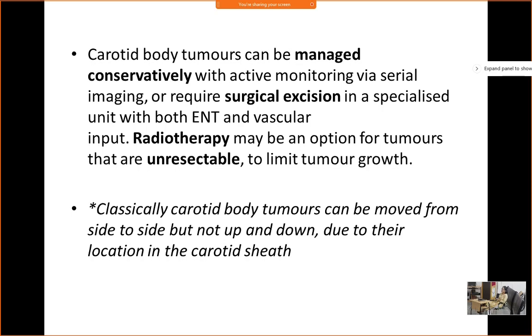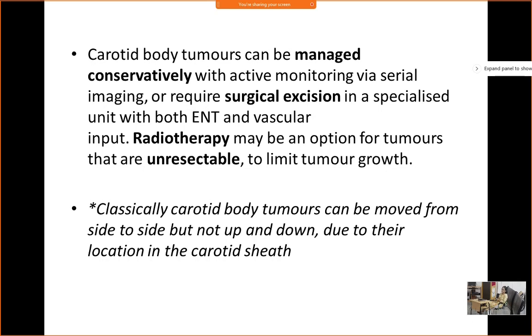ENT and vascular input. Radiotherapy may be an option for tumors that are unresectable, to limit the growth of the tumor. Classically, these carotid body tumors can be moved from side to side but not up and down.